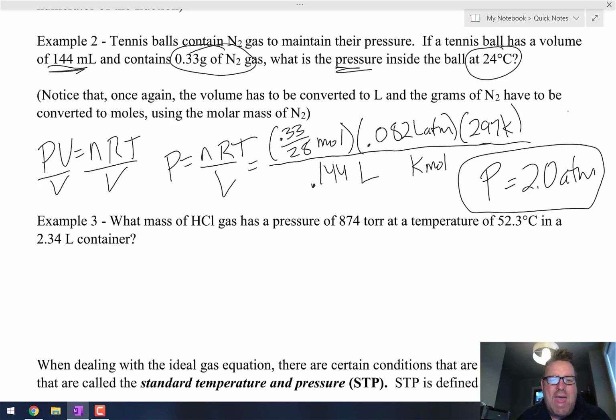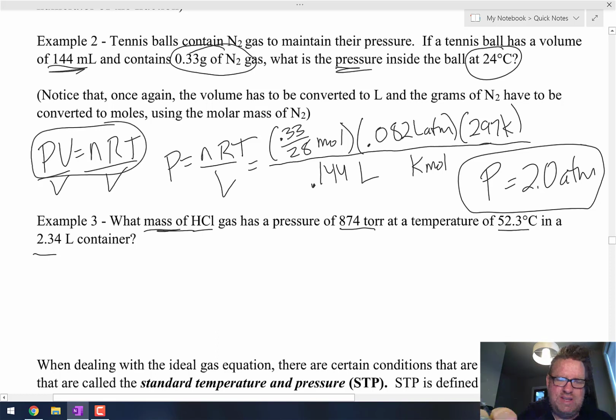Example 3, what mass of HCl has a pressure of 874 torr, a temperature of 52.3, and a 2.43 liter container? So they're asking you for the mass of HCl. Okay, but that's not in, I mean, here's our equation, PV equals nRT. I don't see mass in there.